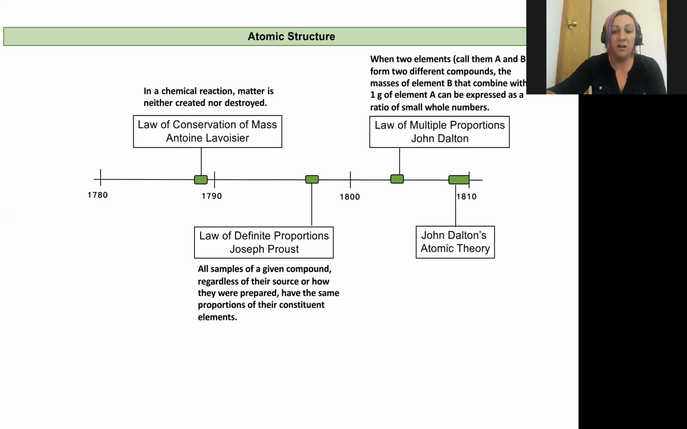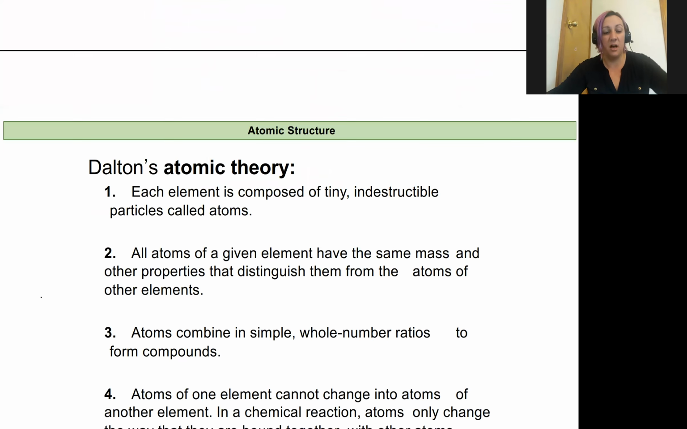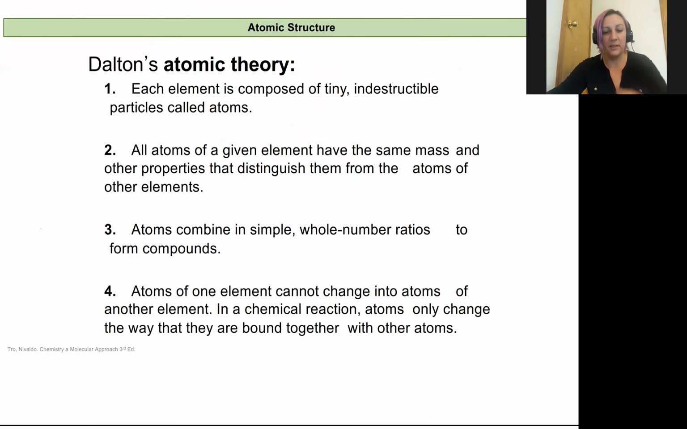So that all comes together by 1810, and we get this picture of the atom, outlined in what we call Dalton's atomic theory, in four main points. First, that each element is composed of tiny indestructible particles, and we're calling them atoms. This is the foundation of chemistry: we have these building blocks that make up different compounds and substances and matter. Those building blocks are atoms, and you can't destroy them. You can't cut them in half.